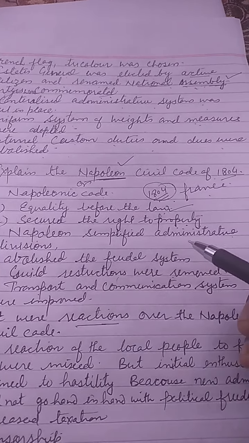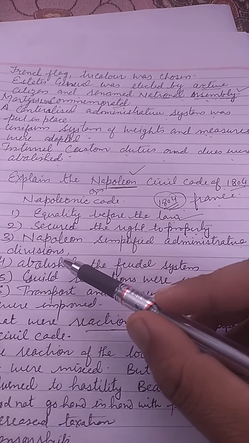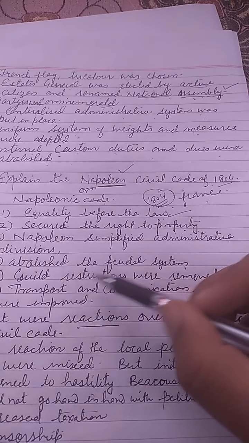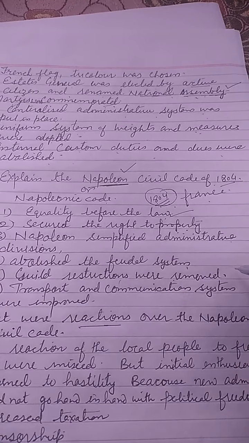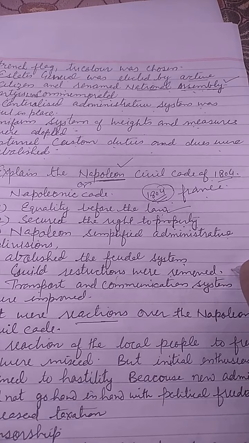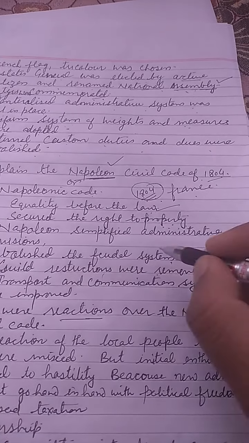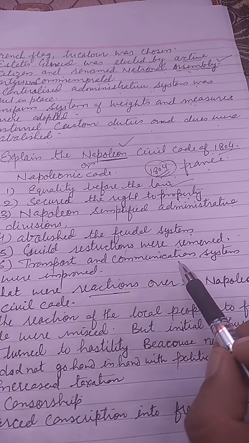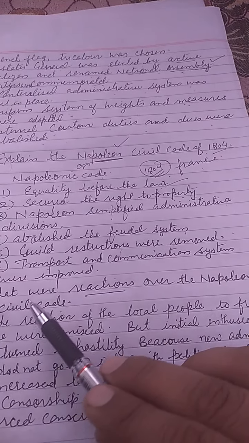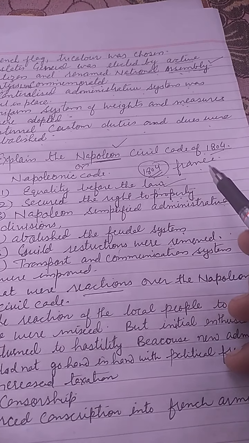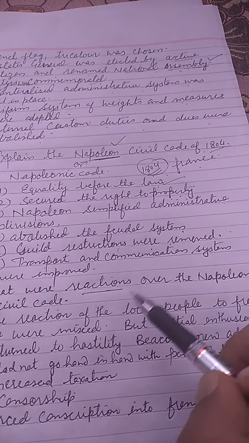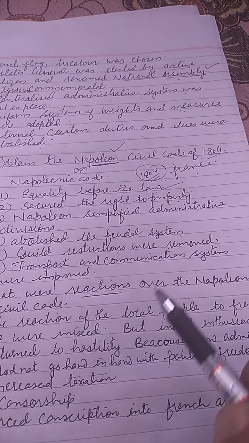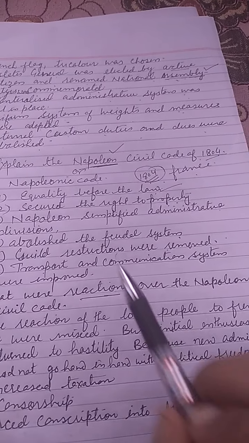Napoleon simplified the administrative system of divisions. Abolished the feudal system. Guild restrictions were removed. Guilds were unions of traders, so he removed all these guild restrictions. Transport and communication systems were improved, and a decimal system was introduced. So these are some reforms made by Napoleon in 1804.